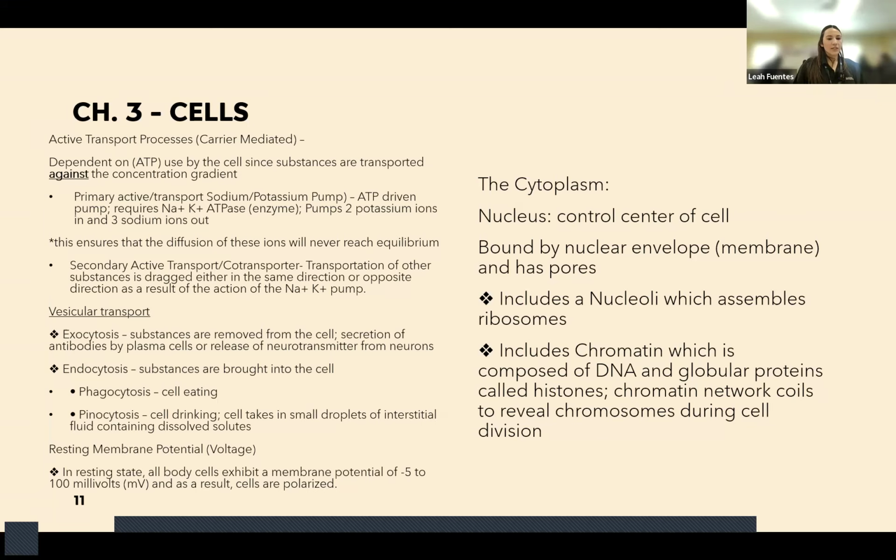Okay, and then the last one we're going to cover is the resting membrane potential. In the resting state, all body cells exhibit a membrane potential of -50 to -100 millivolts, and as a result, cells are polarized. The big thing to remember here is -50 to -100. This is another one of the numbers that you need to memorize. I think on the exam, it'll ask you what the membrane potential is, and then it'll give you different numbers. So -50 to -100 millivolts.